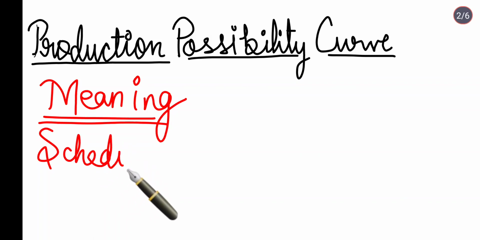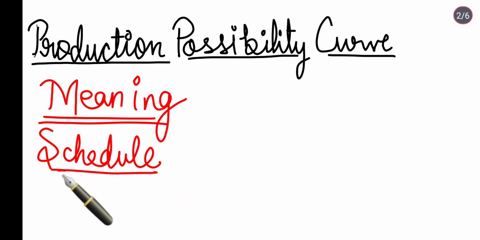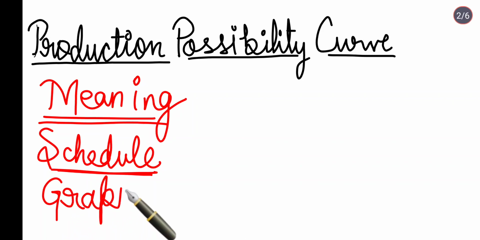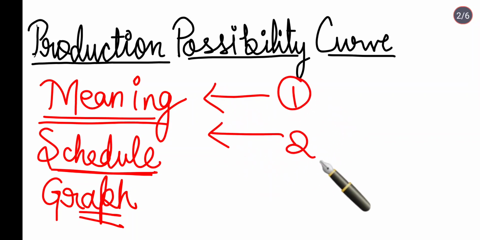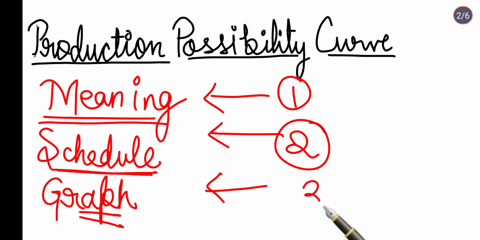See, in economics, the way to study any topic is first to know it in words, then you should have the mathematical interpretation of that thing. That means we are going to be even looking at the schedule, and after the schedule, the graph. So these are the three ways of presenting the answer to any topic in economics. Therefore we will be starting first with meaning, then we are going to be looking at the schedule, then we are going to be talking about the graph.